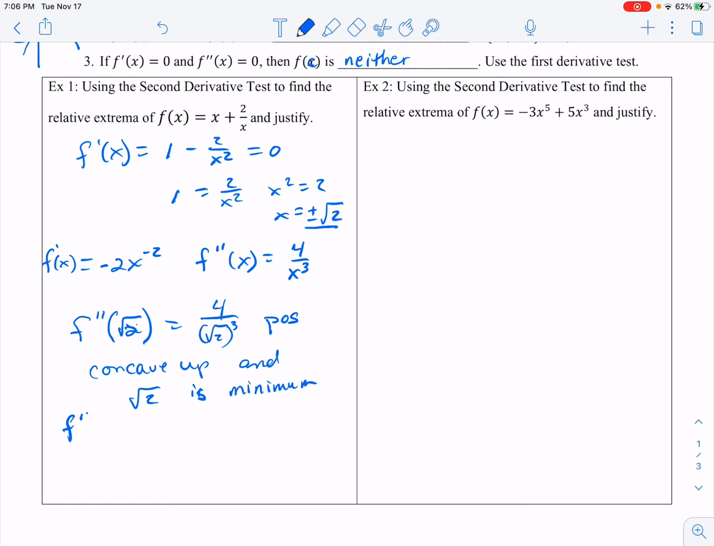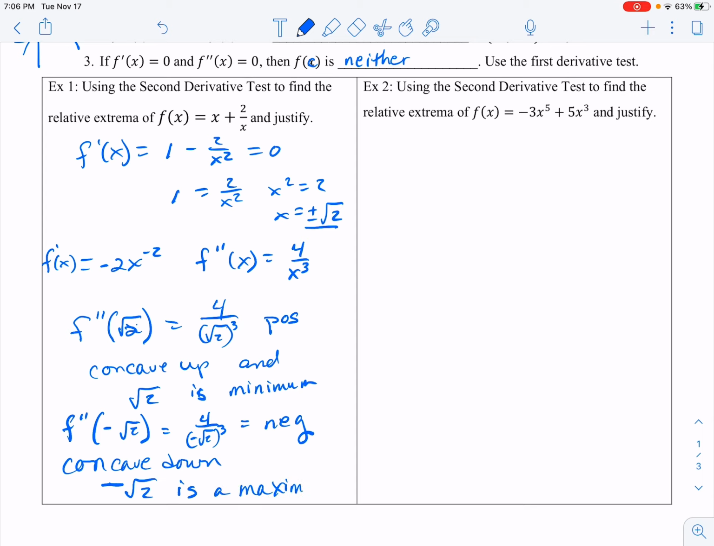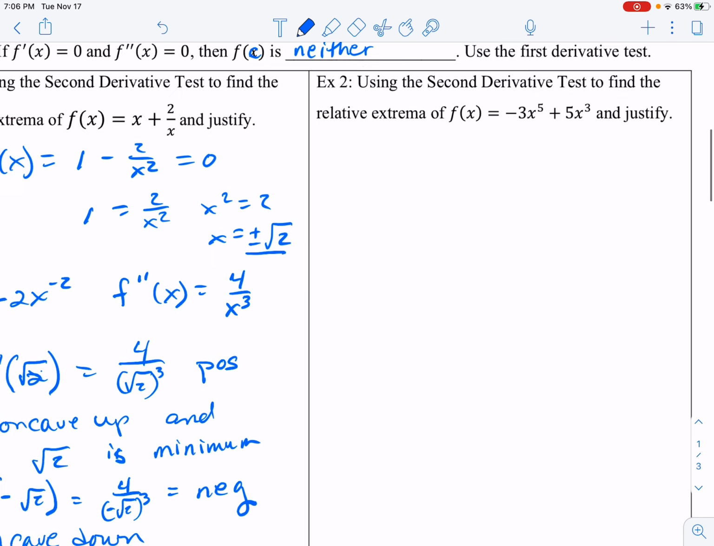Okay, f double prime of negative square root of 2 is 4 over negative root 2 cubed, and that's negative, so it's concave down, and negative root 2 is a maximum. Every time I do that, I use my hands, make the picture, and decide if my dot's on top or underneath it.